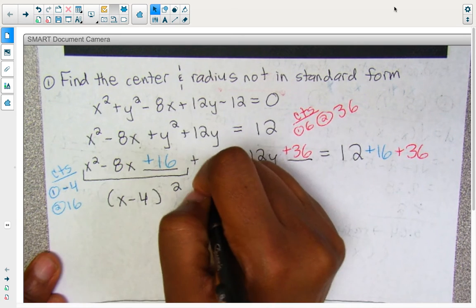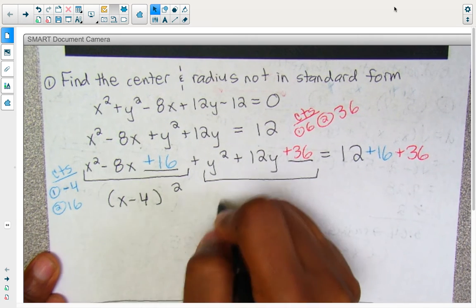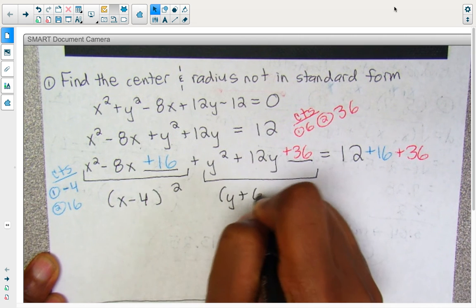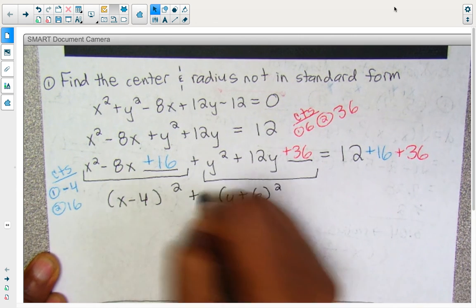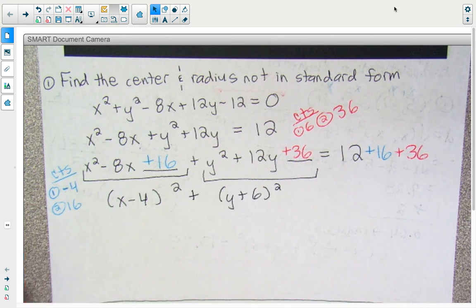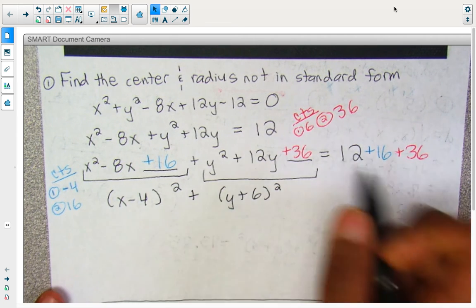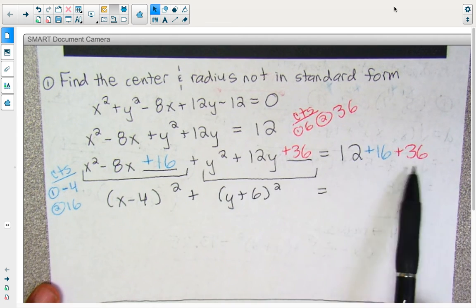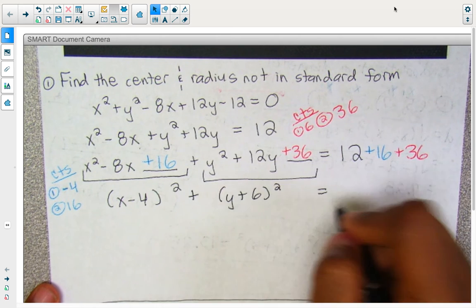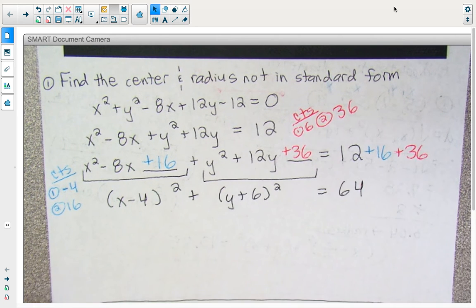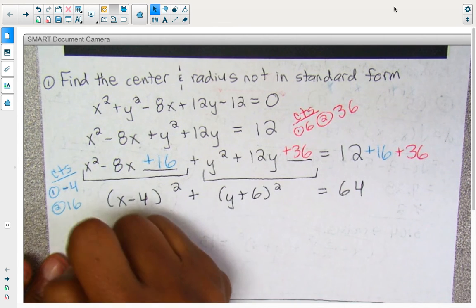So likewise, when I do my y's, this is going to factor into (y plus 6) squared. Again, I know that because I'm trying to think of two numbers that multiply to give me 36 and add to give me 12. And if you get stuck factoring, it'll always be your number one when you do this part up here. I use a calculator. I add all this up, 12 plus 16 plus 36. I got 64. Now my circle is in standard form. I have my equation written in standard form. I know my center.